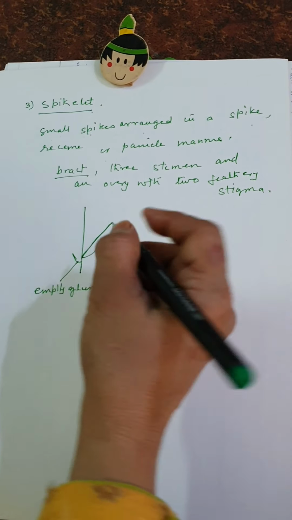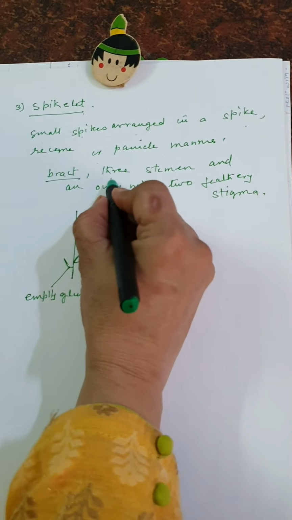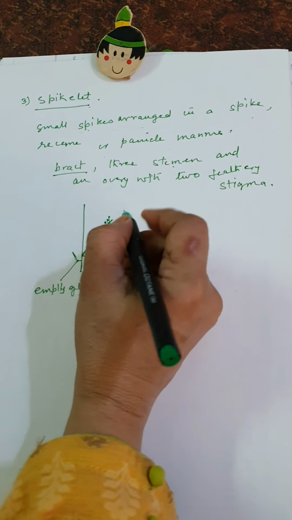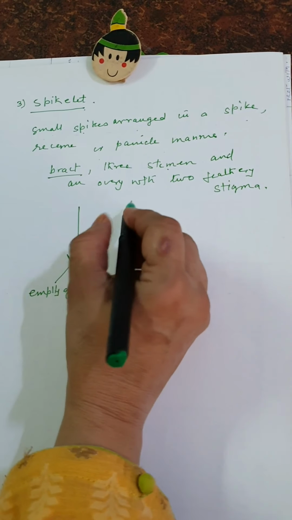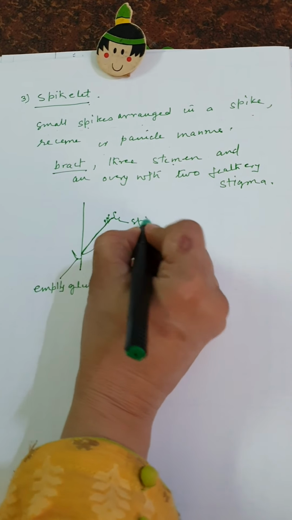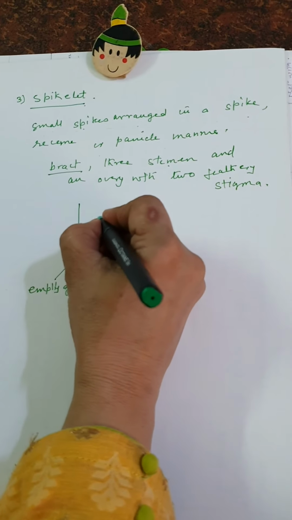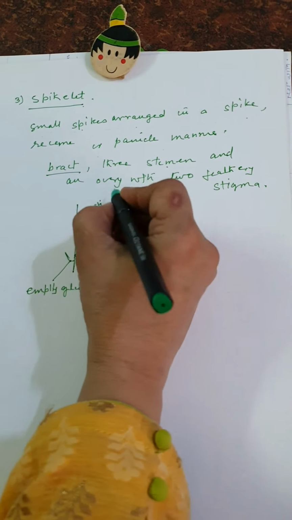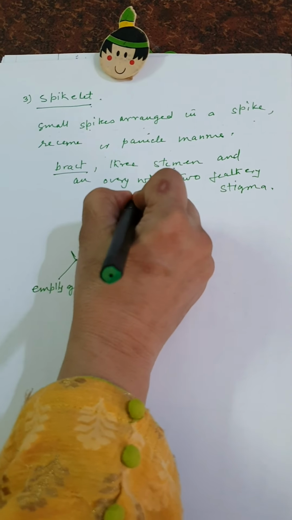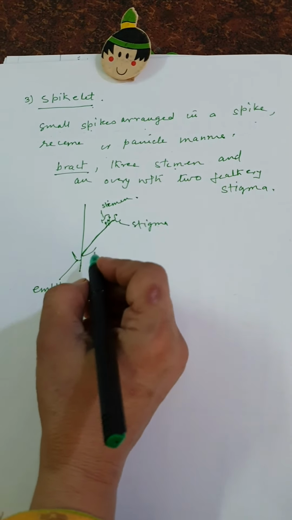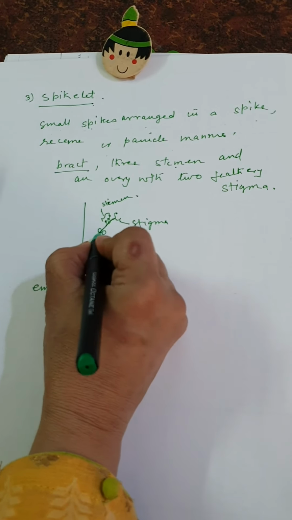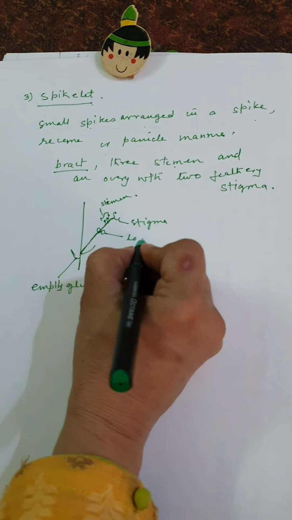In the floral axis, three stamens are found, and two feathery stigmas. That is the stigma, and those are the three stamens. That means the flower is bisexual. And this structure is known as lodicule. This is found on the floral axis, known as lodicule.